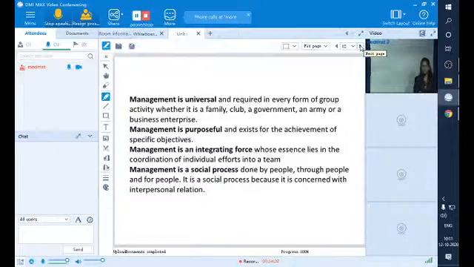Then management is a social process, because it is done by people, through people and for people. So everything should be included: management is a social process, because they have manpower, then only they succeed in our production process. Okay, so they are producing the product for the customers, for the people. So it is a social process because it is concerned with interpersonal relations. So management is a social process.